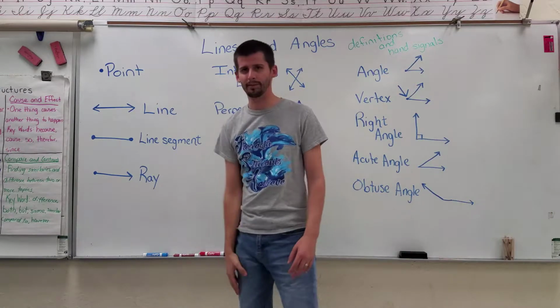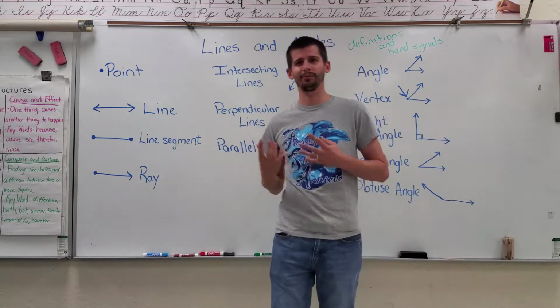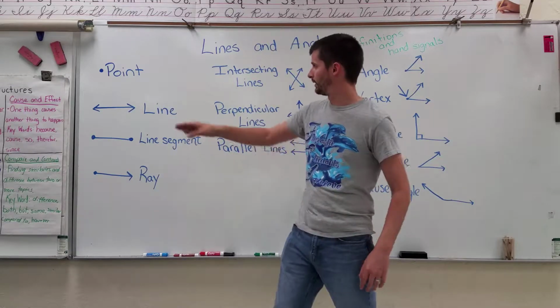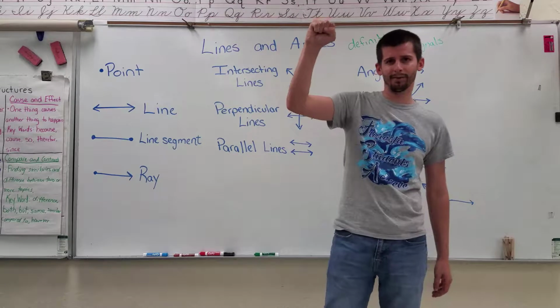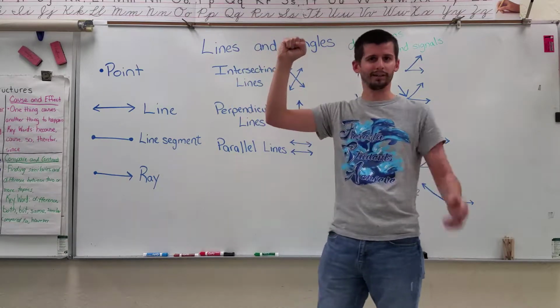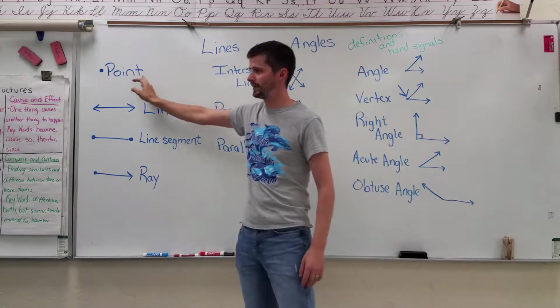So the first one we have is a point. Now a point is an exact location somewhere. So we show this with just a really big period. To show a point, just make a fist and hold it up. That fist is kind of like the point. So that would be a point.